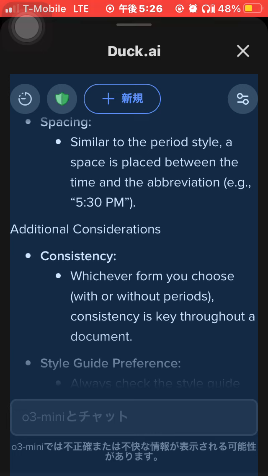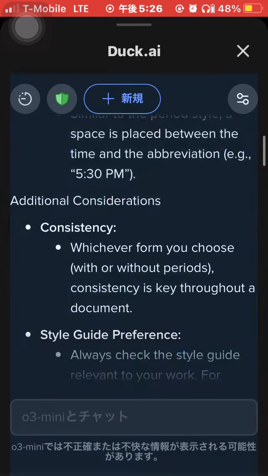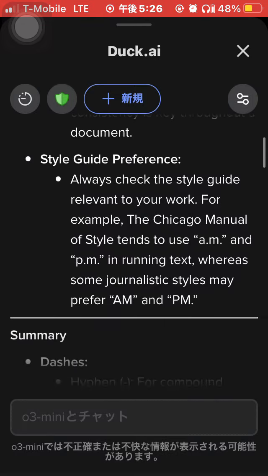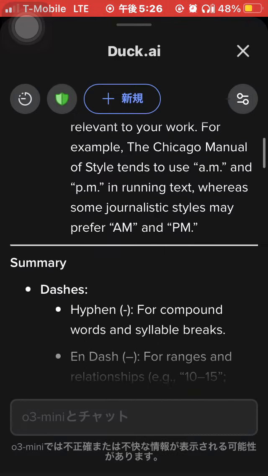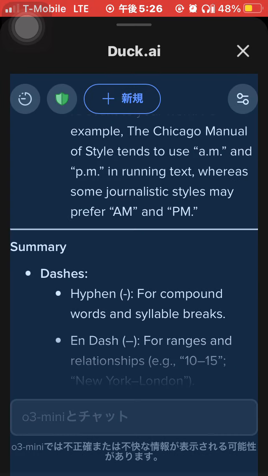Additional considerations. Consistency: whichever form you choose, with or without periods, consistency is key throughout a document. Style guide preference: always check the style guide relevant to your work. For example, the Chicago Manual of Style tends to use a.m. and p.m. in running text, whereas some journalistic styles may prefer AM and PM.